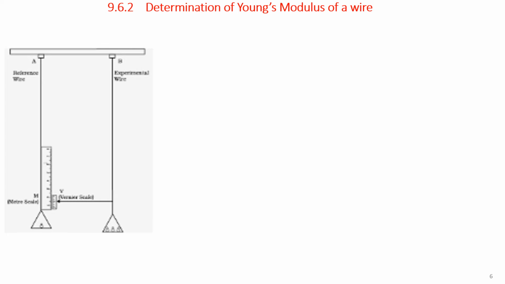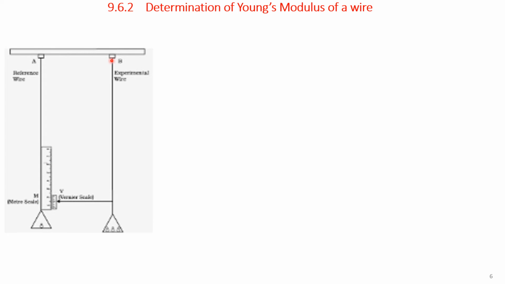Determination of Young's modulus of a wire. A typical arrangement to determine the Young's modulus of a wire under tension is shown in the figure on the screen. It consists of two long straight wires A and B of same length and equal radius suspended side by side from a fixed rigid support.